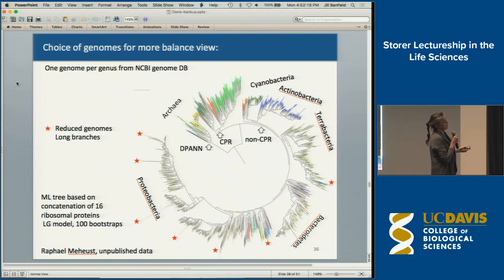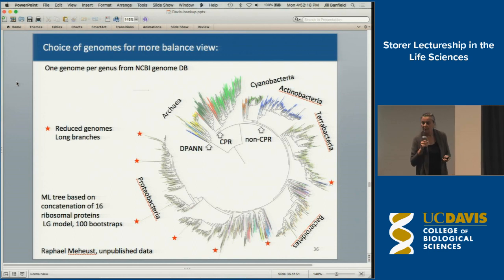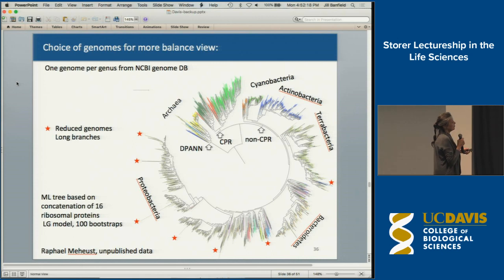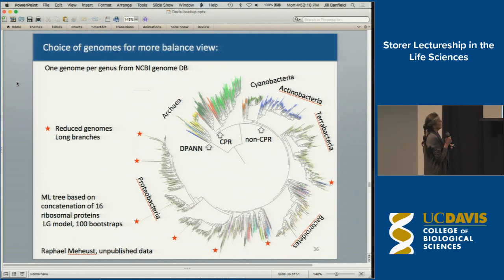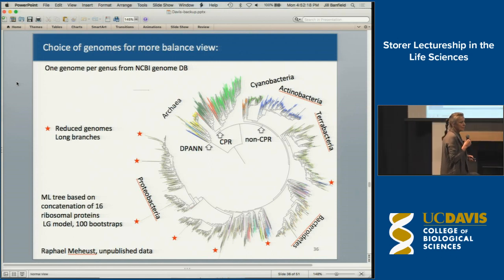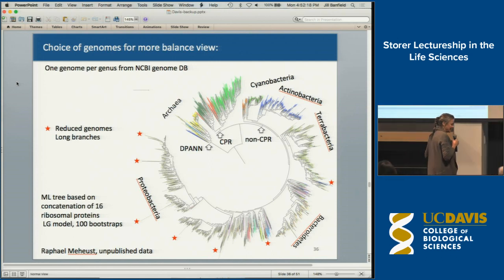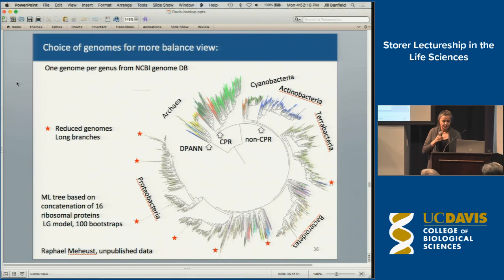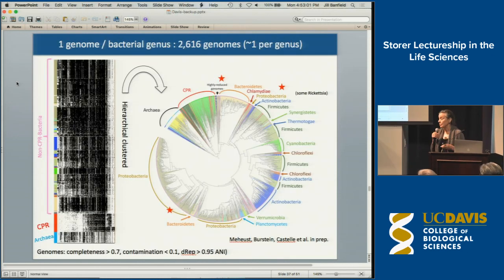Again, a few archaea, including some DPAN. A small number of CPR, relatively speaking, only 10% of the data set. And then a bunch of other bacterial phyla, and these stars are the known, well-studied symbionts with reduced genomes. So the question is, do the CPR group with these symbionts? And the answer is pretty much no.